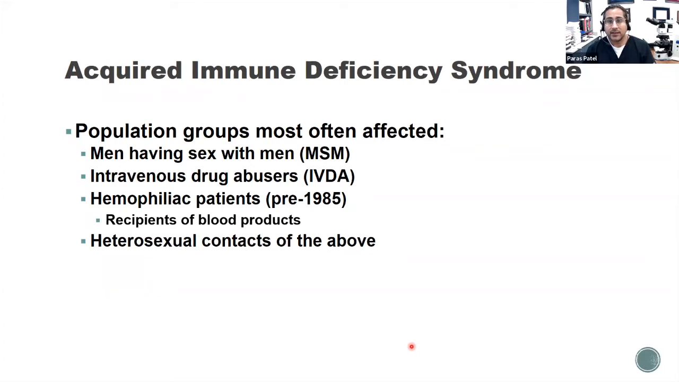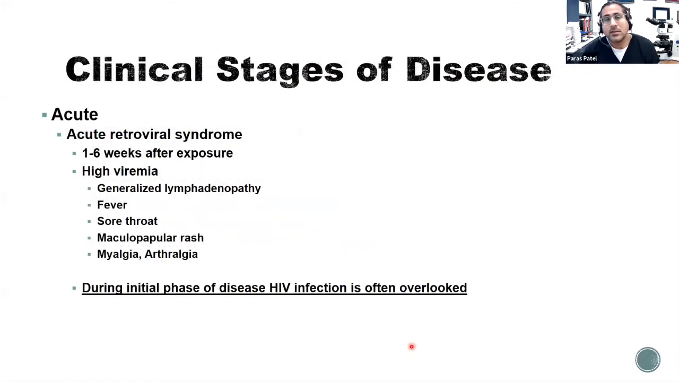Heterosexual contacts of any of the above. And again, you can see this in any population, but it's good to be cognizant of what the demographics are, because that's one piece of this entire puzzle that can help you in making your definitive diagnosis, or your provisional diagnosis, I should say. So the clinical stages of HIV, the acute infection is kind of like any sort of acute viral infection syndrome, okay?